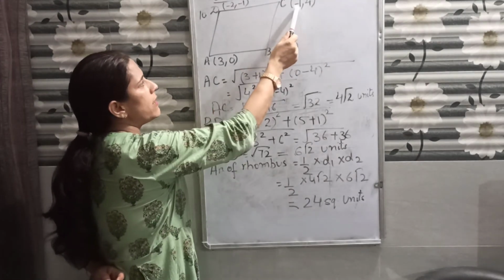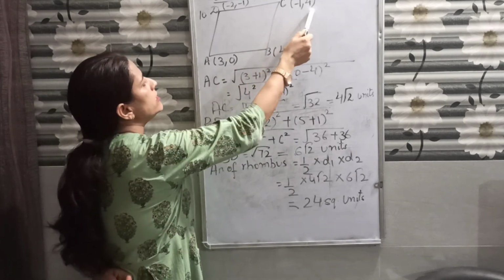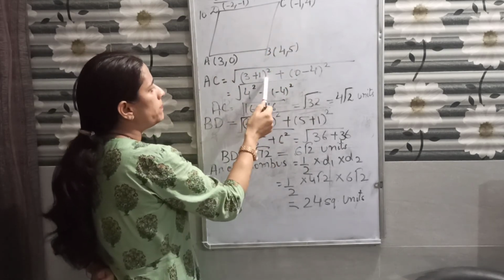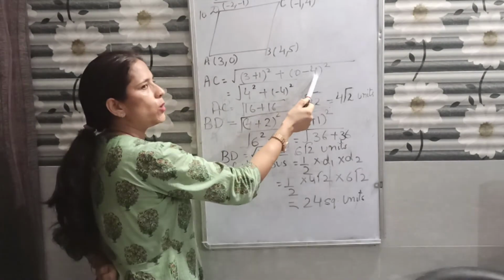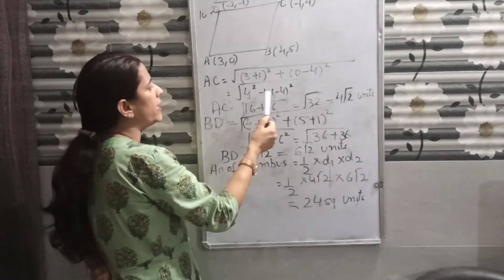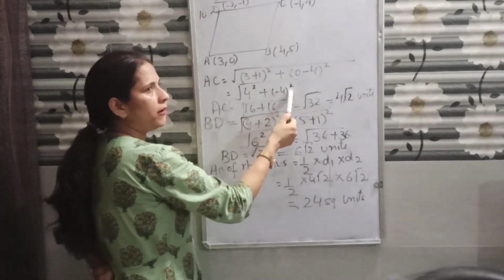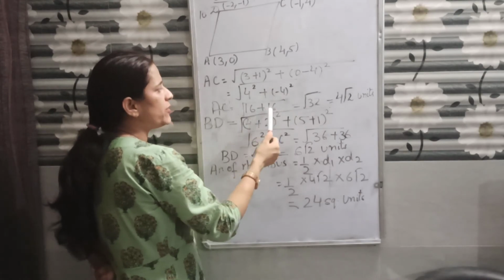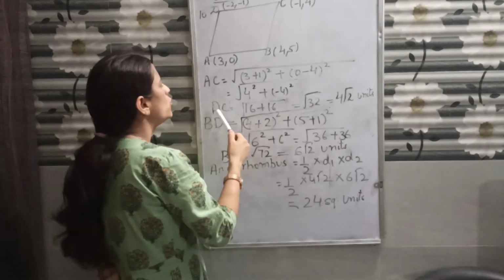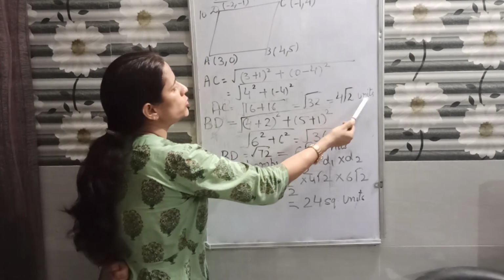So first of all we have to find AC with the help of the distance formula. 3 minus minus 1, whole square, plus 0 minus 4 square. So 3 plus 1 is 4 square, and 0 minus 4 square is 4 square only. 4 square is 16, again 4 square is 16. 16 plus 16 is root 32. So your diagonal AC is 4 root 2 units.